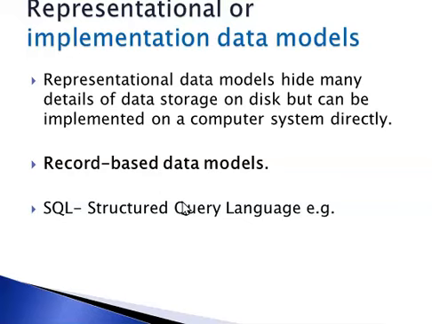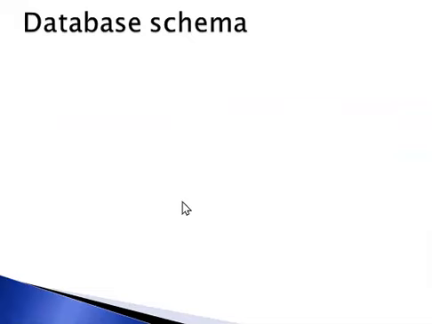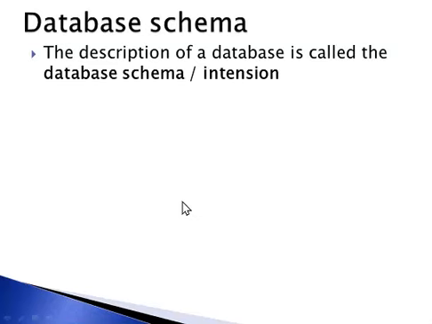Now moving on to the next topic, that is schema, instances, and database states. What do you understand by a database schema? In any data model, it is very important to distinguish between the description of the database and the database itself. The description of a database is called the database schema, which is specified during the database design and is not expected to change frequently. The database schema is also called intension.